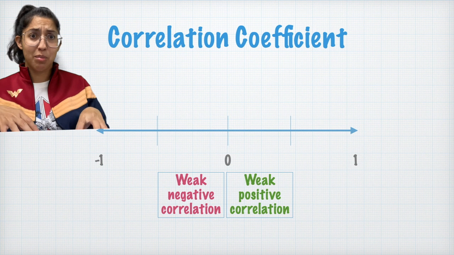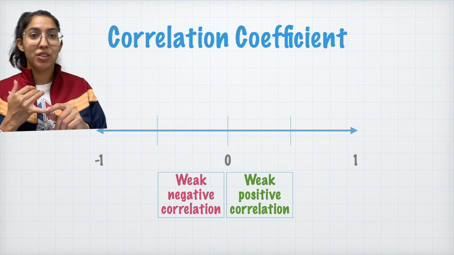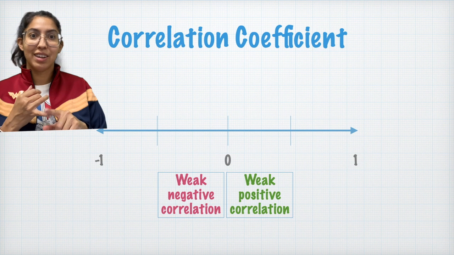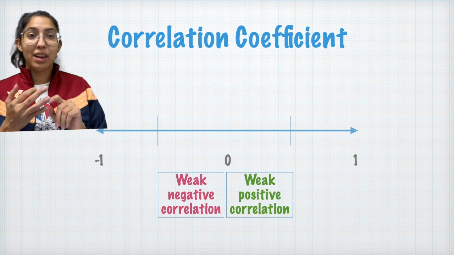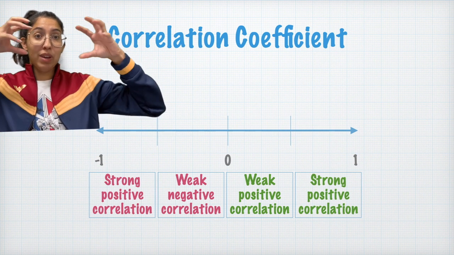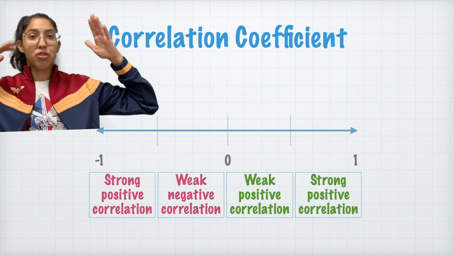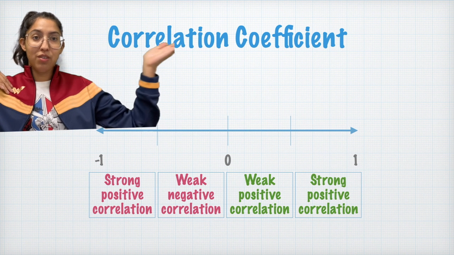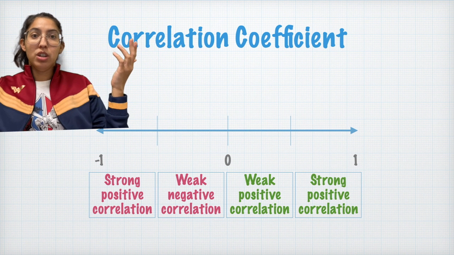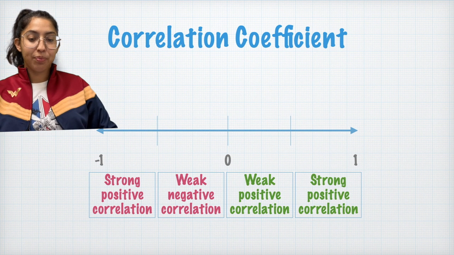And I would write this number line down in your chart because you're gonna be looking for the correlation coefficient and you're gonna have to answer: is it strong positive, weak negative, or strong negative, okay? Moving out, closer to -1, closer to 1, that would be stronger. So strong positive if I'm going towards +1, strong negative if I'm looking at -1, okay?